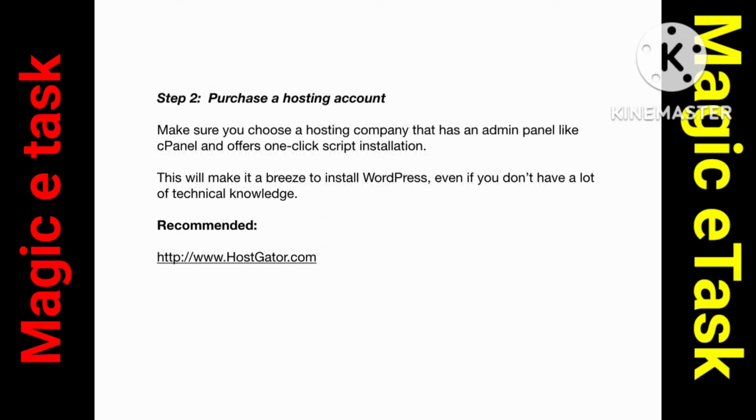Step 2. Purchase a hosting account. Make sure you choose a hosting company that has an admin panel like cPanel and offers one-click script installation. This will make it a breeze to install WordPress, even if you don't have a lot of technical knowledge.